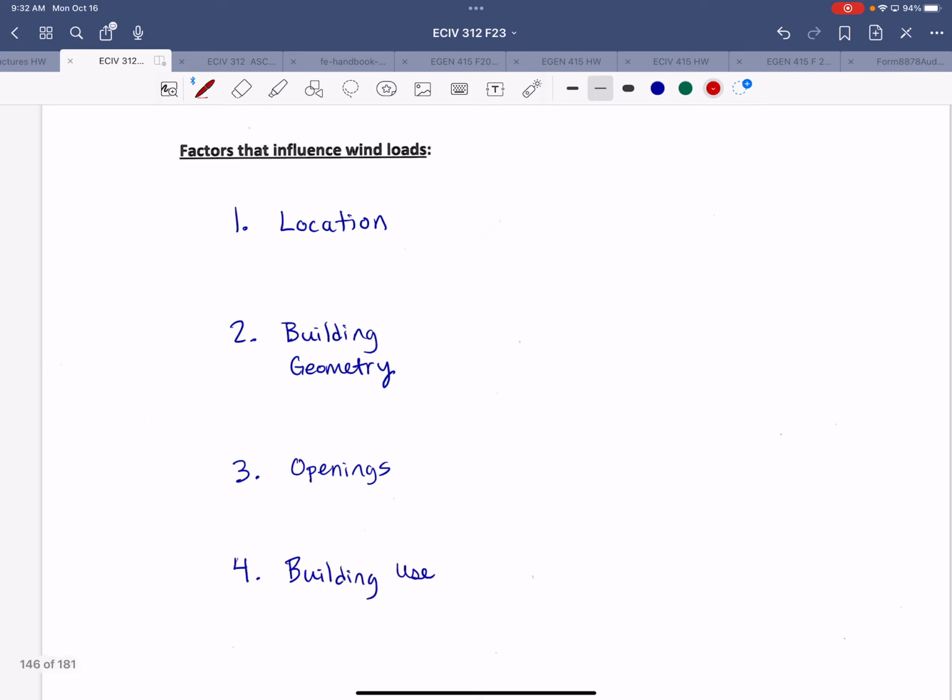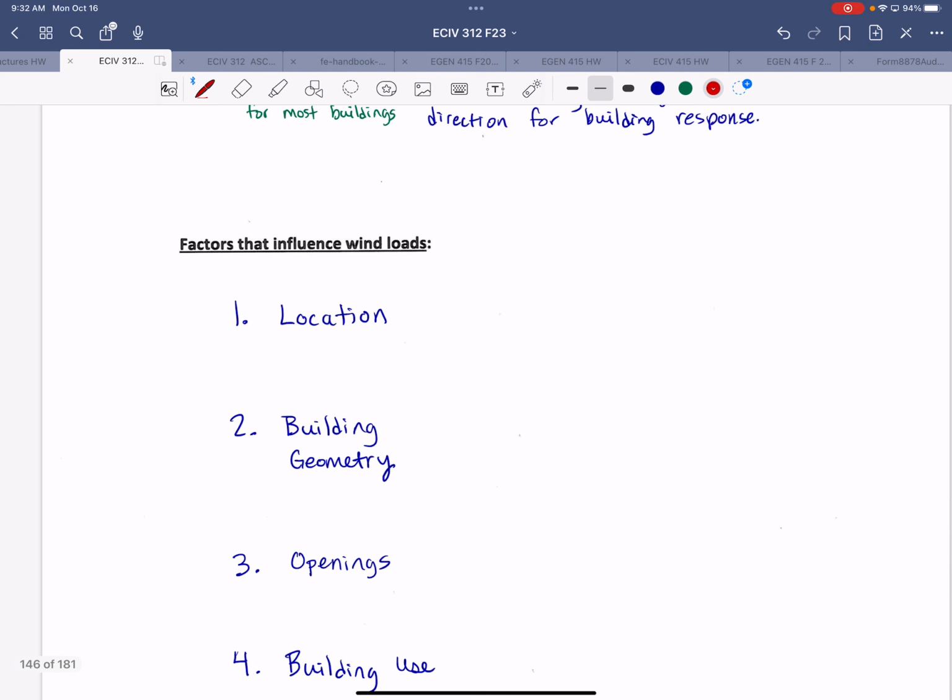All right, so if we think about all the items that are dependent on these four things, for location, you have exposure, that's KZ, elevation, which is KE, topography, that's your KZT, and wind speed.